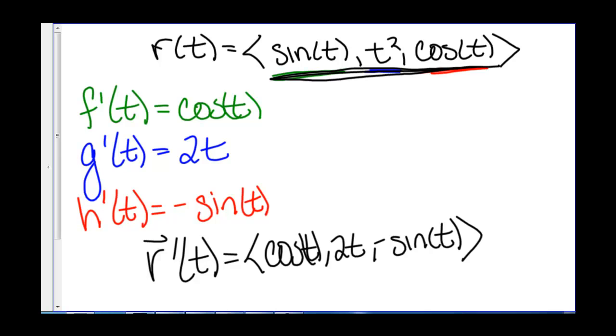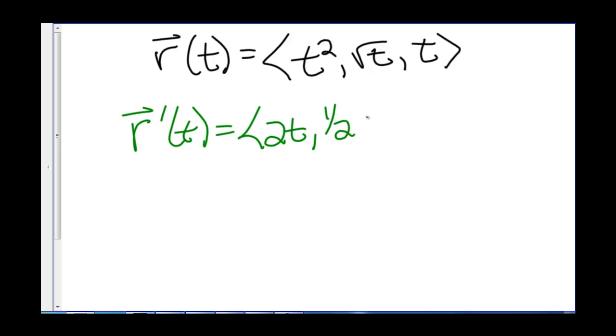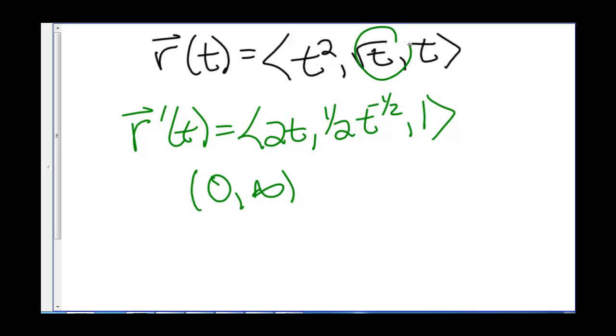Now, let's have you try one. So go ahead and try r of t equals t squared, square root of t, t, and try and find the derivative. So the derivative of t squared is 2t. Derivative of square root of t is 1/2 t to the negative 1/2. Derivative of t is 1. So this is true for what? For the interval 0 to infinity, because we can't have anything less than 0 under the square root. So we're differentiable from 0 to infinity.